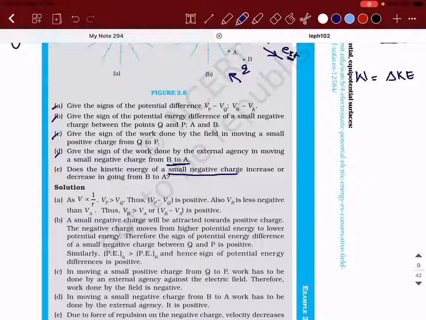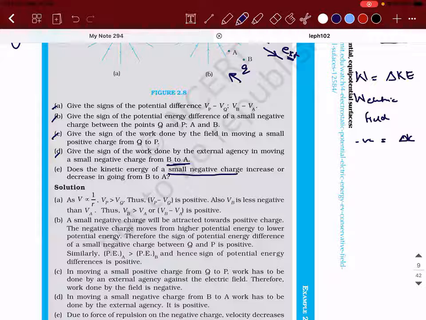So what is the work done? What is the work done by the external agent? Sorry, what is the work done by the field? Does the kinetic energy of a small negative charge increase or decrease when it is going from point B to point A? So what is the work done by the electric field? It is negative. So negative is equal to delta K, implies what? Final value is lesser than the initial value.